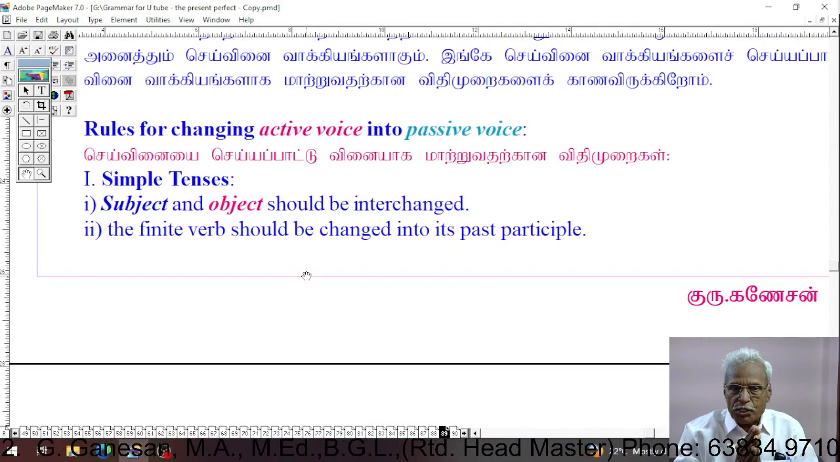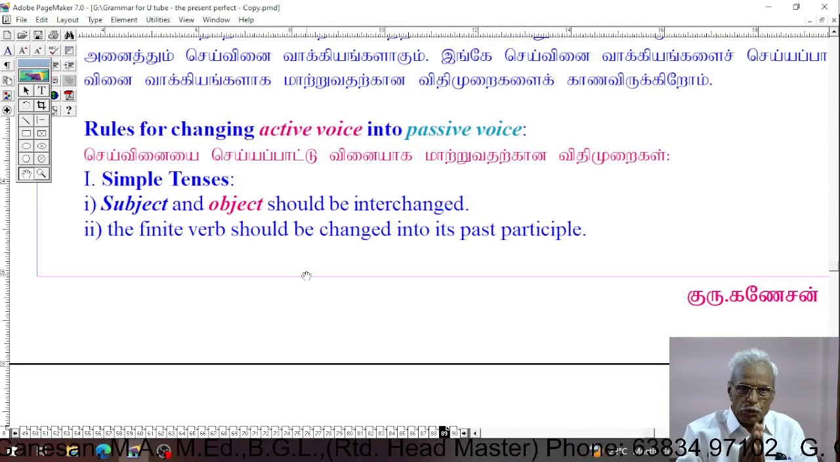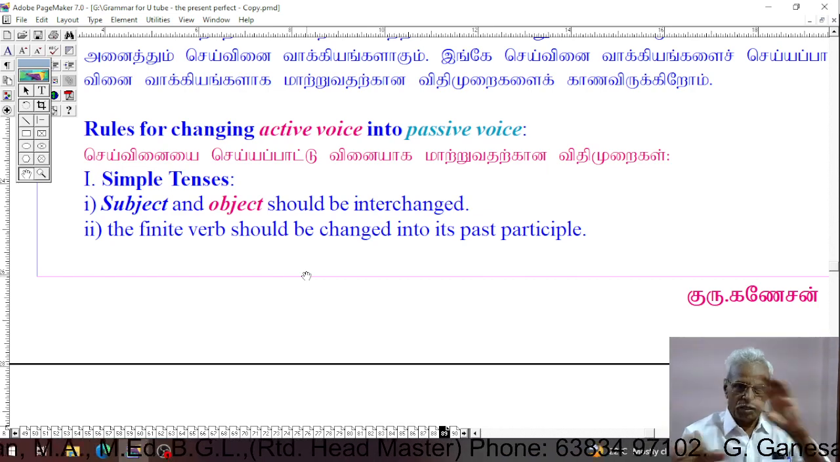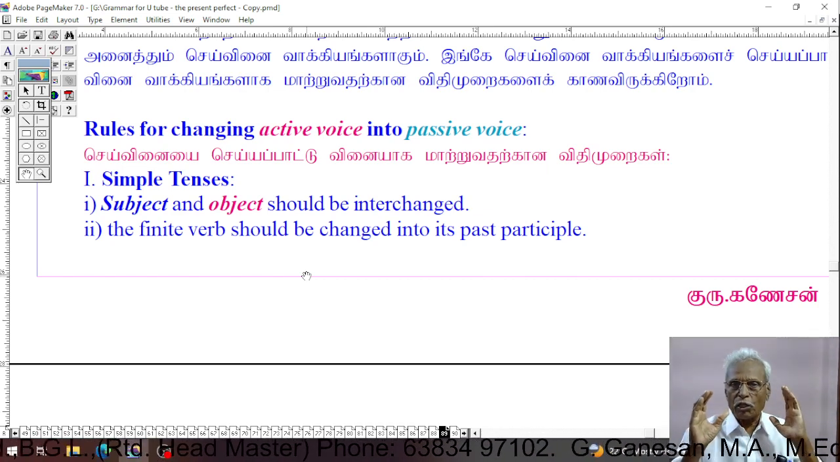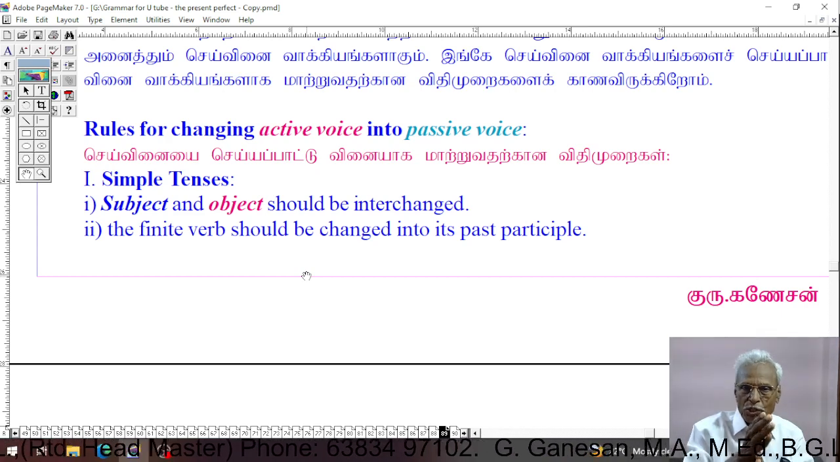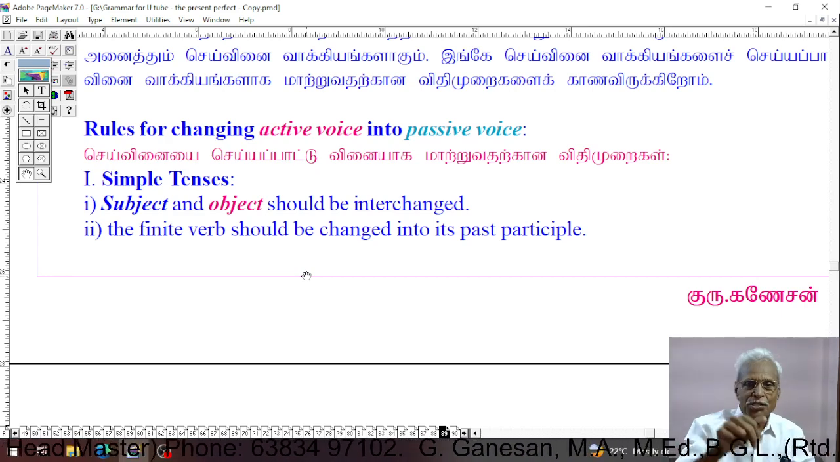Rules for changing active voice into passive voice. That is, rules for converting. Changing means converting active voice into passive voice. First of all, we are going to see the rules for changing simple sentences.